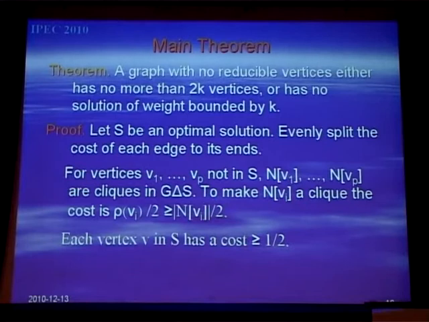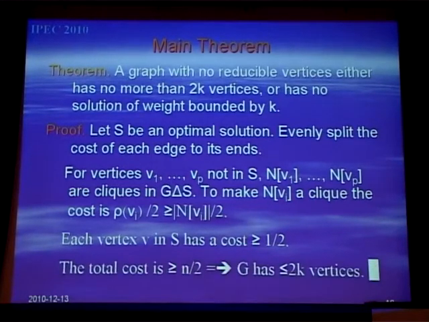So you add these two, and you find out if you have an optimal solution, then in average, every vertex has a cost of at least one half. Because of that, you show that the total cost is at least this much. That means really your graph has at most 2k vertices. Okay, so very quickly, now I'm almost done here.